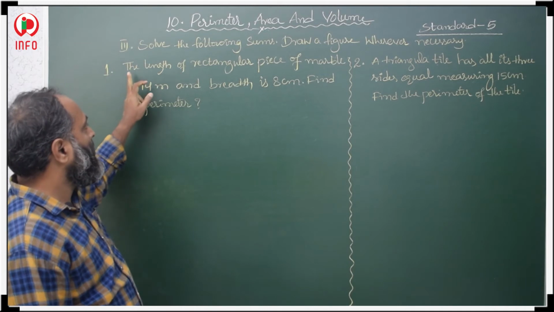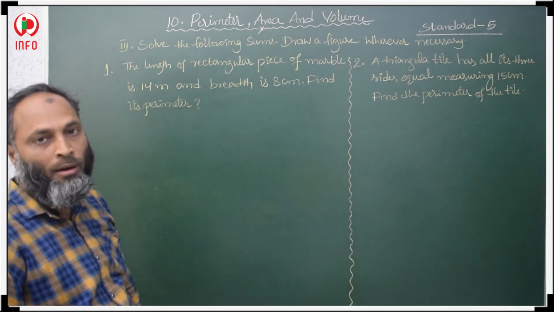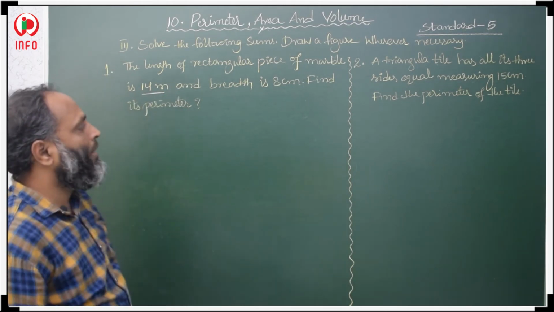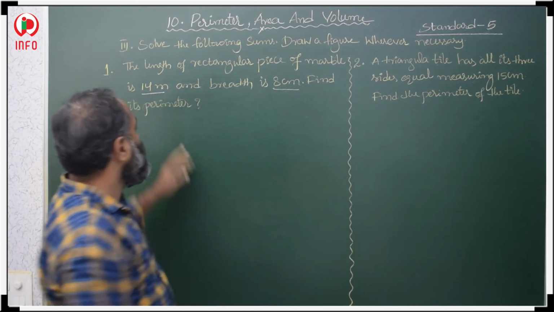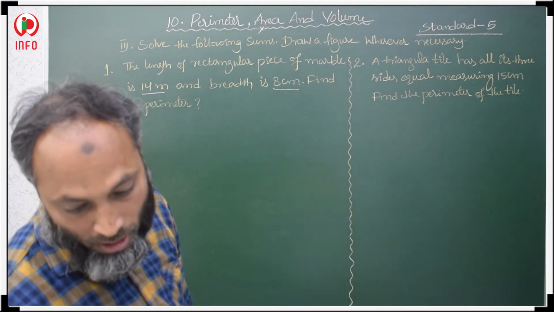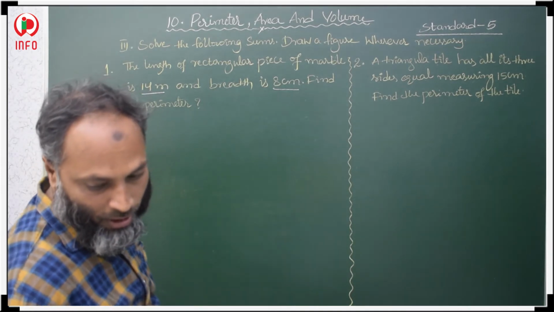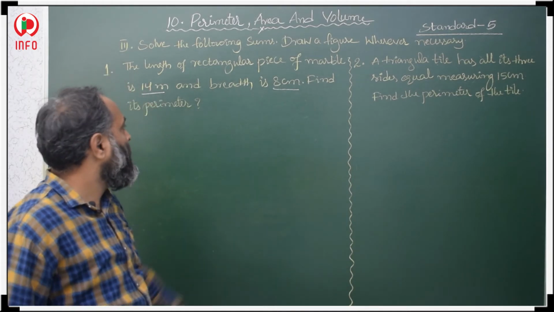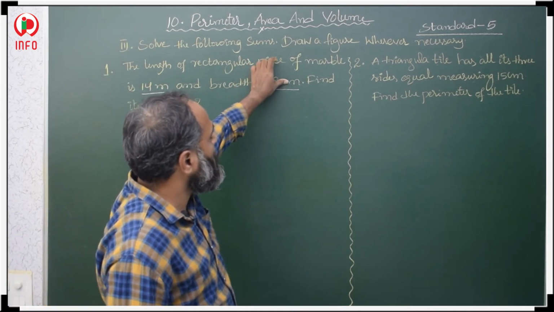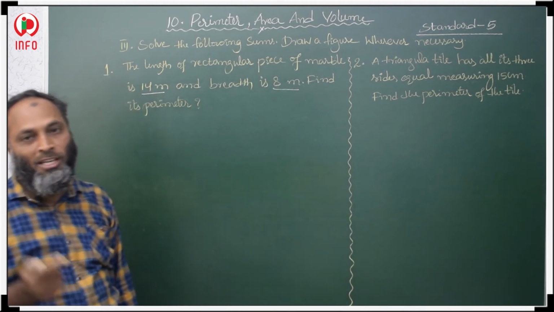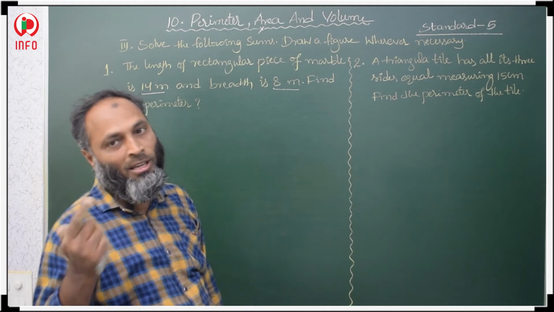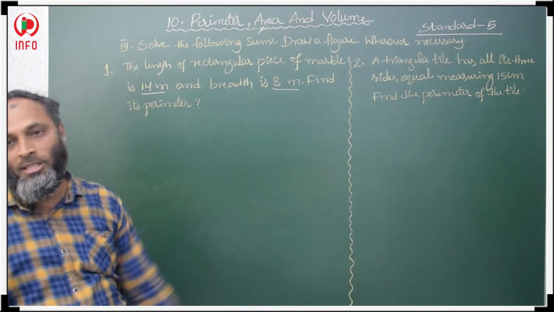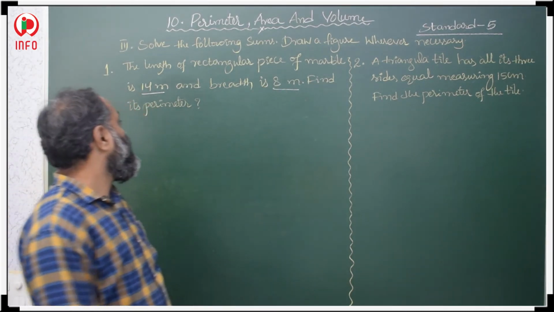In the first question, the length of a rectangular piece of marble is given as 14 meters. Breadth is 8 centimeters, but take all of them in meters, not in centimeters. Okay, 14 meters and 8 meters. In your textbook centimeters is given, but marble is not in centimeters. 8 centimeters means this much only, this much marble is not there. So that is in meters. Make it as meters. Then find its perimeter.